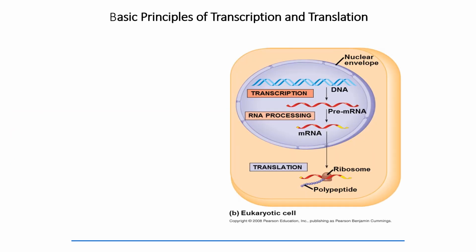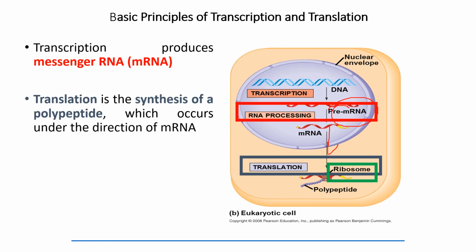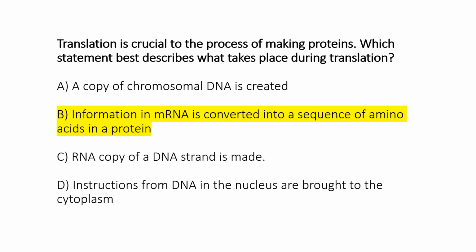So you can go to the video lecture again or go to your textbook, and you know that the translation requires first a messenger RNA that goes outside of the nucleus, and outside of the nucleus in the ribosomes, this messenger RNA is read, and there is a synthesis of polypeptide. So you turn the information of the messenger RNA into amino acids. So for that reason, B is the right answer.